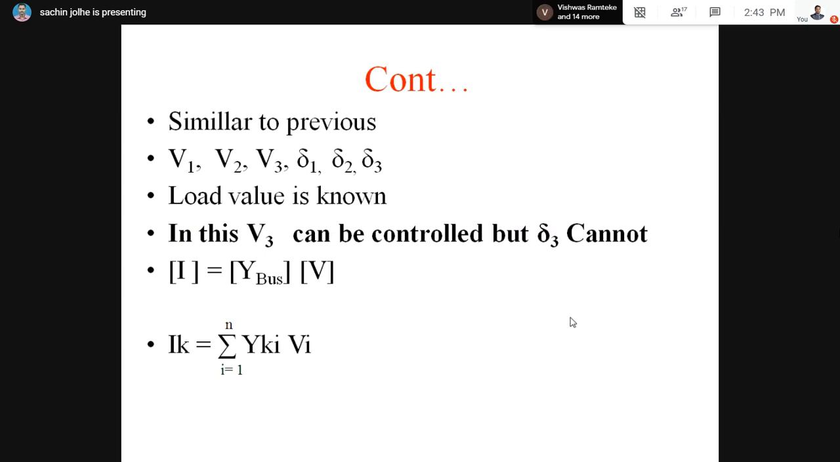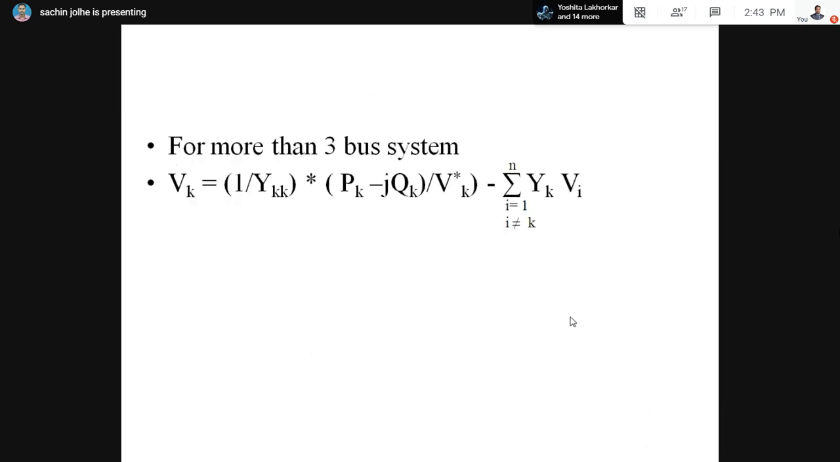Similar to that, whatever I have told you is written here. For more than 3 buses, the voltage can be calculated in this way. Normally, we are taking the Y bus because it is very easy. We do not take the Z bus. And then there are the other things like the real power and reactive power, where P and Q are given, and accordingly we can calculate the voltage of any bus.